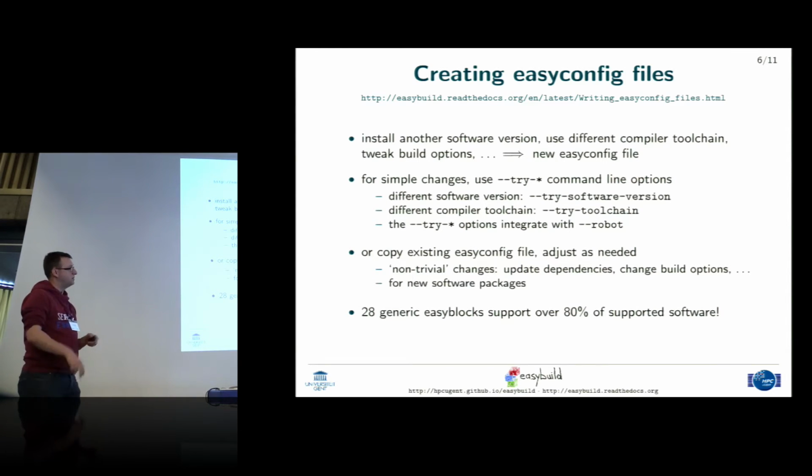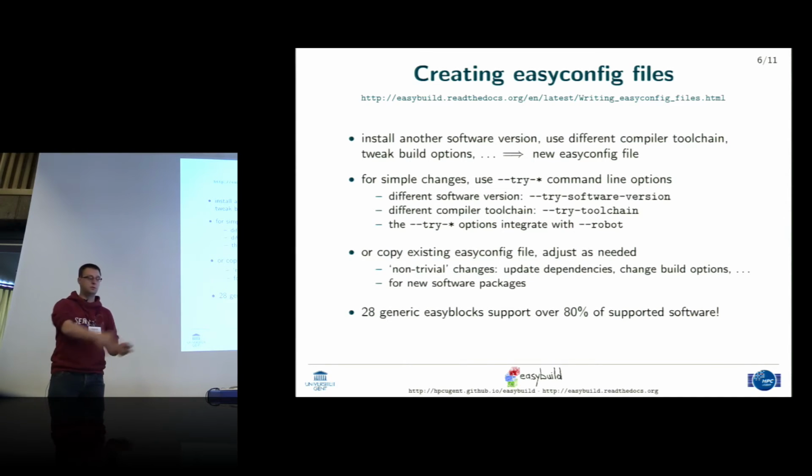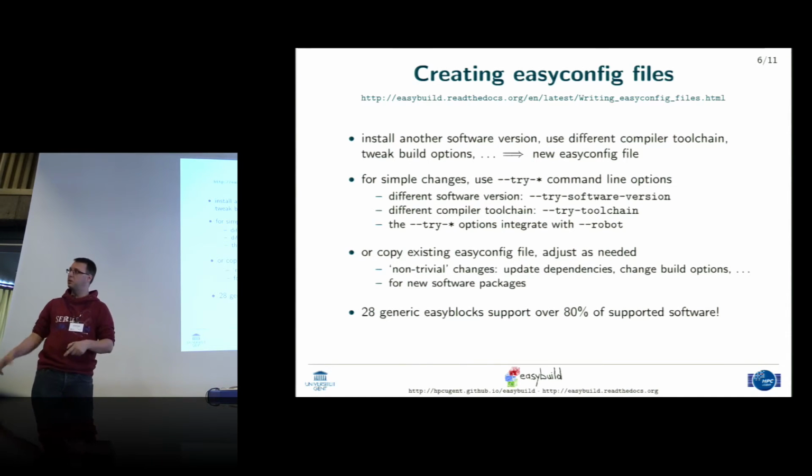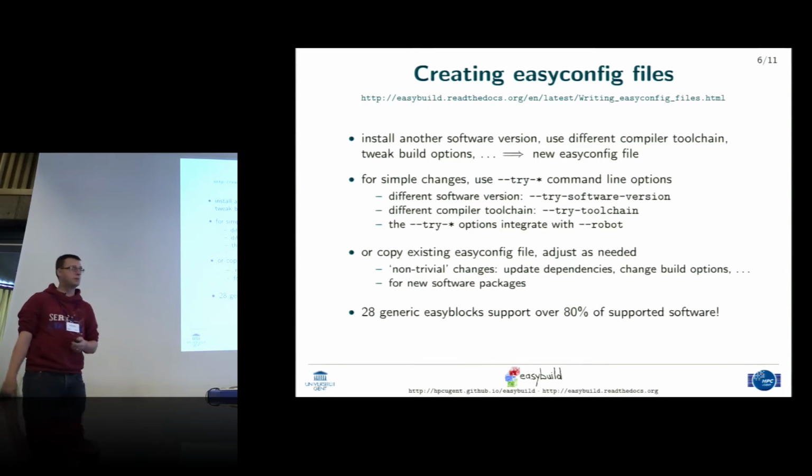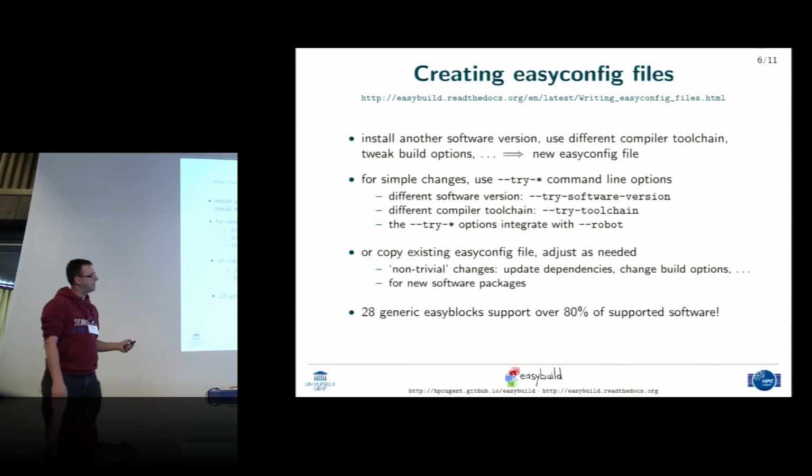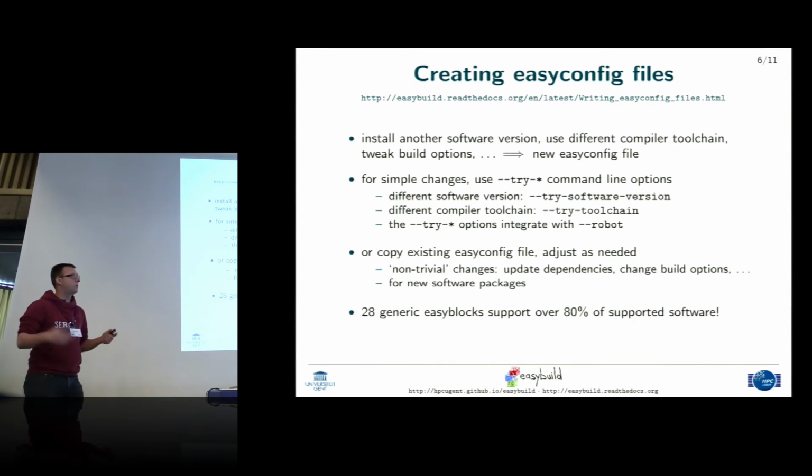So what you can do is you can just grab the easyconfig files. EasyBuild will tell you where they are, so you can copy them, start playing around with them, hand change them. For some of the simple and straightforward changes, we actually have command line options. So we have --try-software-version to try and download and build a new software version. And we have --try-toolchain to try installing something with a different toolchain.